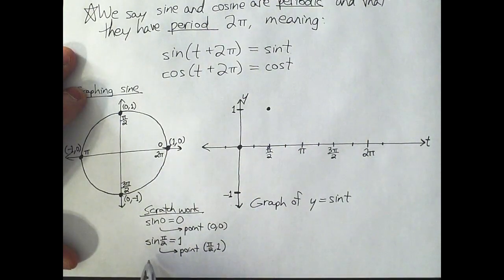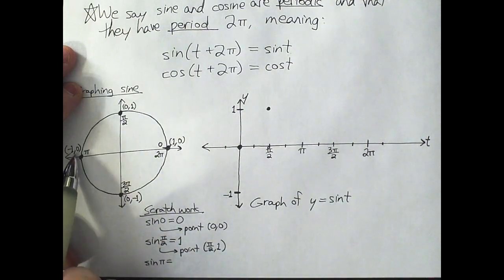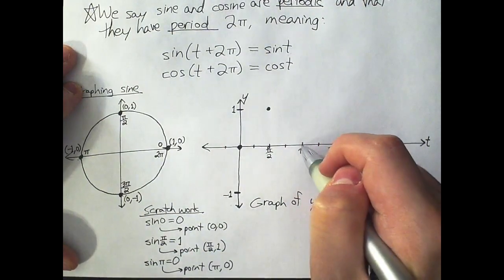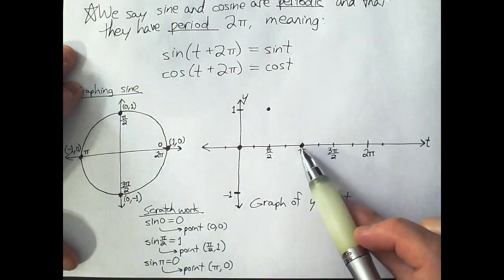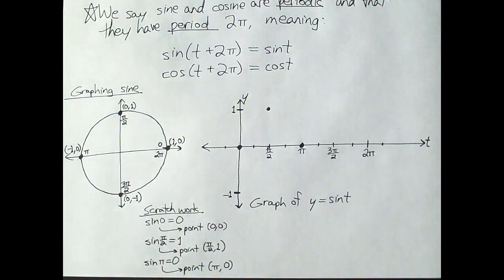We're going to run out of scratch workspace, but let's do one more here. Sine of pi. Sine of pi, we've gone around the unit circle. We wind up here. We look at the y-coordinate. The y-coordinate is 0. So the point on the graph that we are going to put is pi, 0. On this graph, it is here. So far, we've plotted 3 points on the graph of sine t.